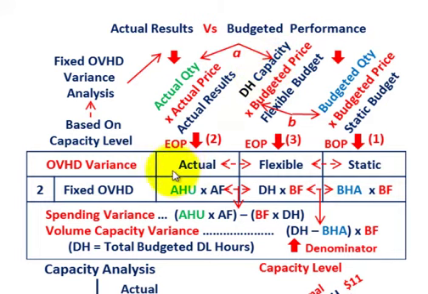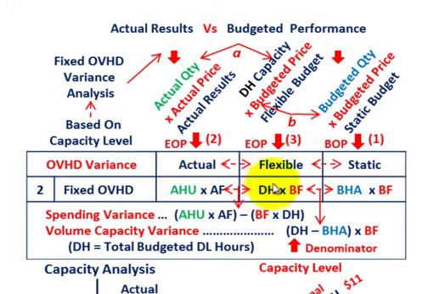Okay, so let's go through these variances and our formulas to understand what we're talking about. For fixed overhead variances, we're going to have a spending variance and also a volume or capacity variance. Our spending variance is between our actual and our flexible amount, and that's going to be our actual hours used. This fixed overhead allocation is going to be based on direct labor hours, that's why I'm using this. So we'd take our actual hours used times some actual fixed overhead rate, and we'd be comparing that to our flexible amount.